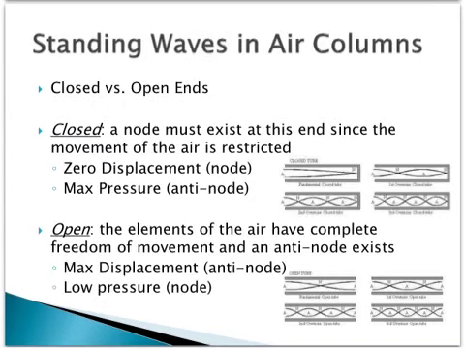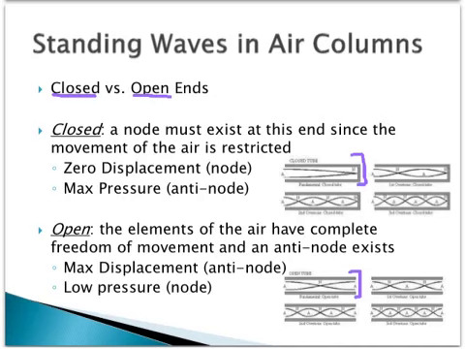With standing waves in air columns, there are really two different types we're going to look at: closed ends versus open ends, and it should be simple to understand. A closed end is one on your tube that is not open to the atmosphere, so the air particles within the tube are not free to move back and forth. As opposed to an open end, where both ends of the tubed instrument are open to the environment, so the air particles are free to oscillate.